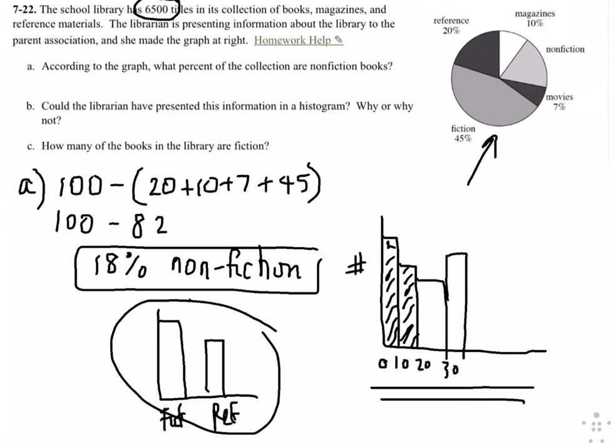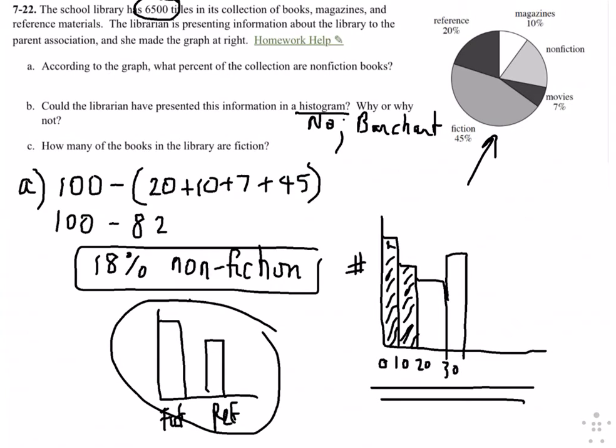So for B it says, could she have used a histogram? No, right? Because that's used for frequency distribution more. And why or why not? So she, for that exact reason, and then you should really say she should use a bar chart, right? That's what I would say. She should use a bar chart instead.